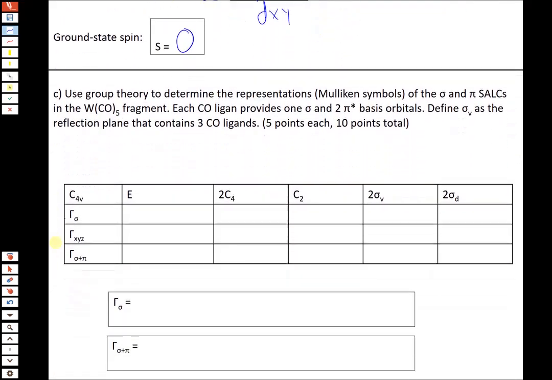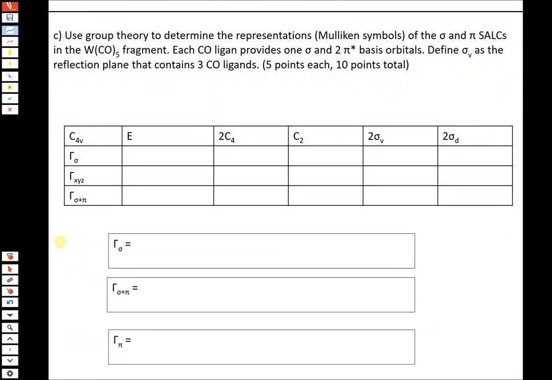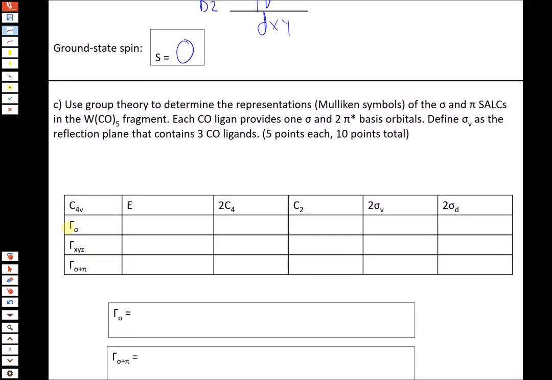All right, now the next part of this is going to be to use group theory to determine the sigma and pi SALCs for the tungsten pentacarbonyl fragment. This approach, which has us do the sigma representation first, and then multiply by x, y, and z to get the combined sigma and pi, is going to be the most straightforward. We'll start with gamma sigma, which is really just the representation for how many ligands are unmoved under each symmetry operation.